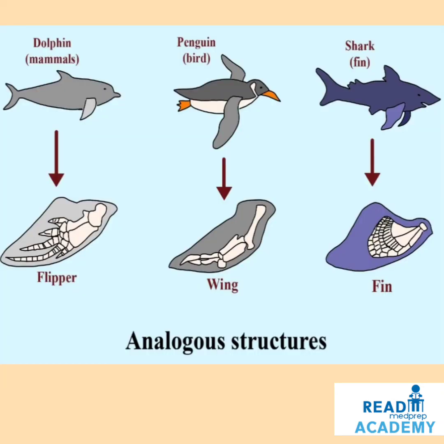Analogous structures in dolphin, which is a mammal, you can see the flipper. The penguin, which is a bird, you can see the wing. In the shark, you can see the fin. The flipper, the wing and the fin in dolphin, penguin and shark respectively are analogous structures.